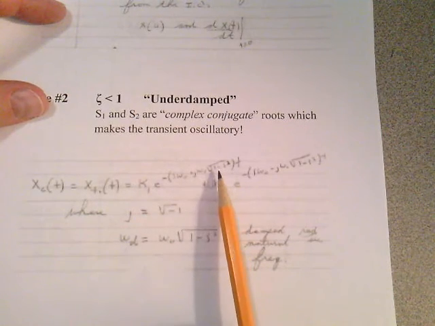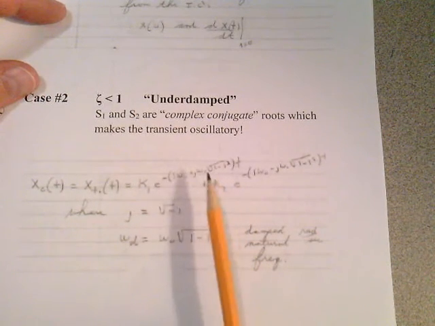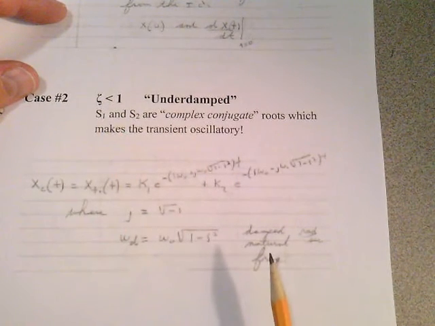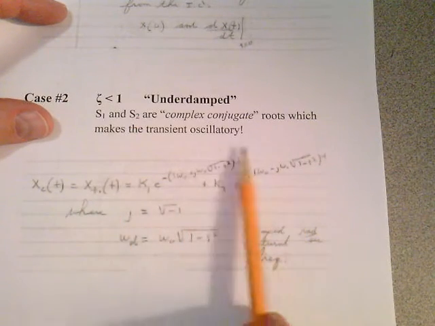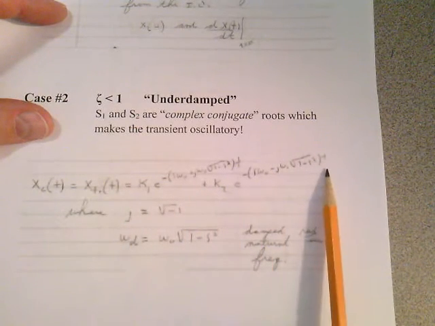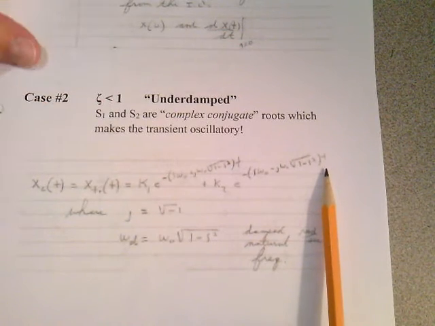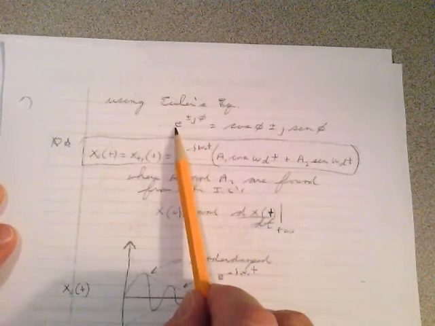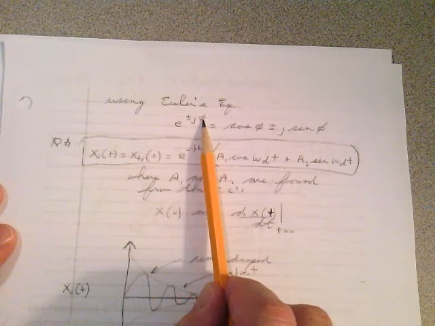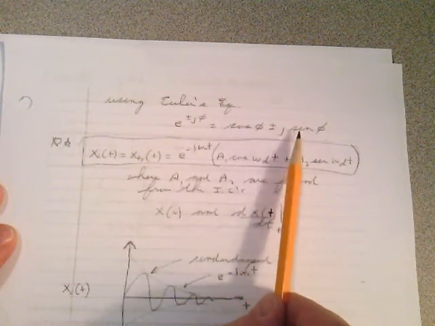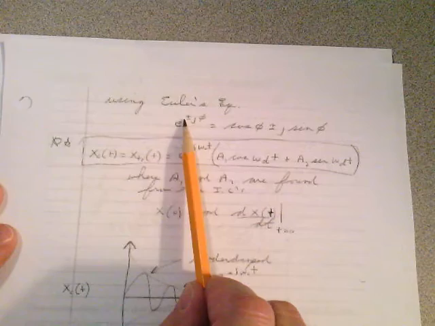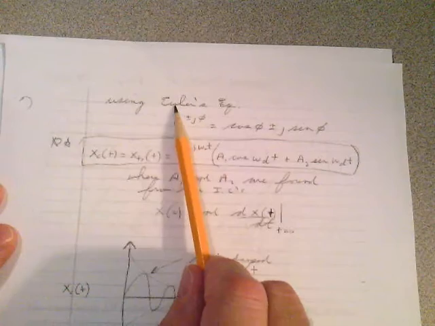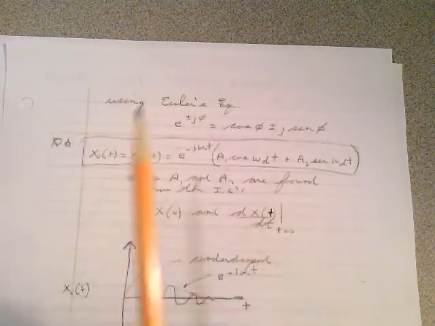I want you to notice here that when you work out the quadratic formula, you're going to see that you get complex conjugates because zeta is less than 1. So we don't use this form too often. What we do is use something called Euler's equation. This is what Euler's equation looks like: e to the plus or minus j phi is equal to the cosine of phi plus or minus j times the sine of phi. If this is a plus exponent, you get a plus there, and if this is a minus exponent, you get a minus there. You're not responsible for that, but I used Euler's equation and substituted it back in here.